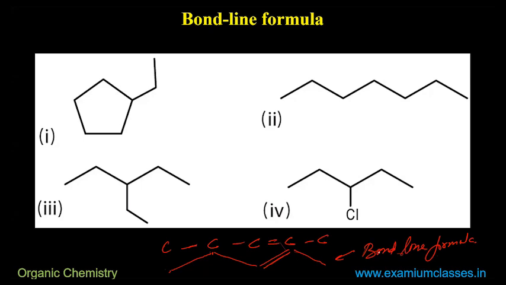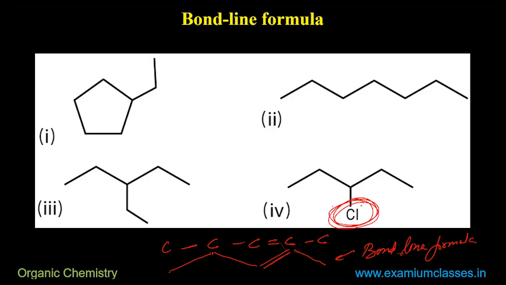Because there are only bond lines. However, there are a few exceptions. First exception: if it is not carbon or hydrogen, then we will show it. Otherwise, how will we know what is attached here? Only carbon and hydrogens are not shown. Moreover, if carbon is there in a functional group, then it will be shown.